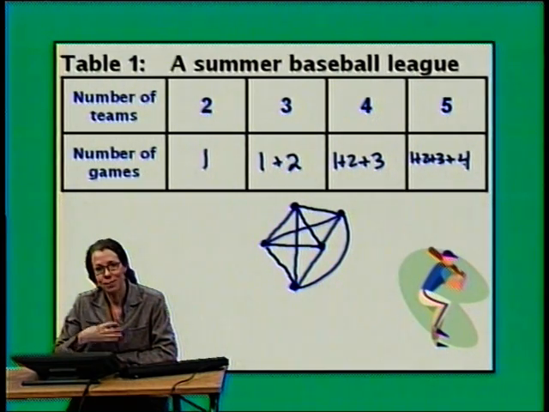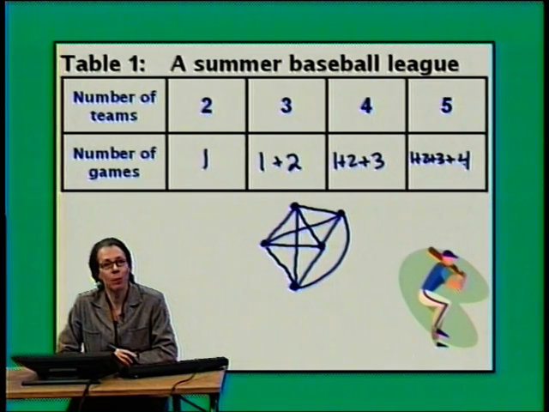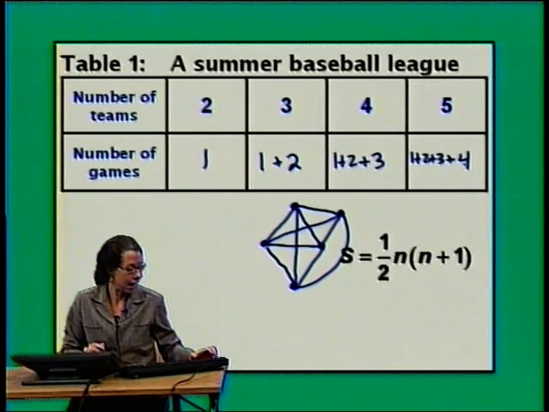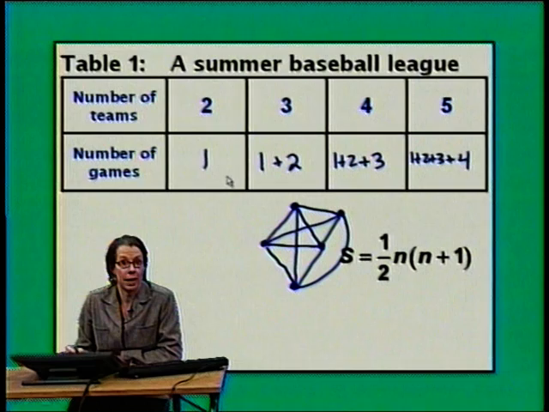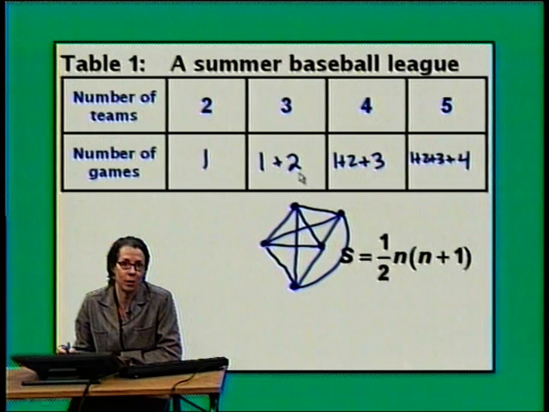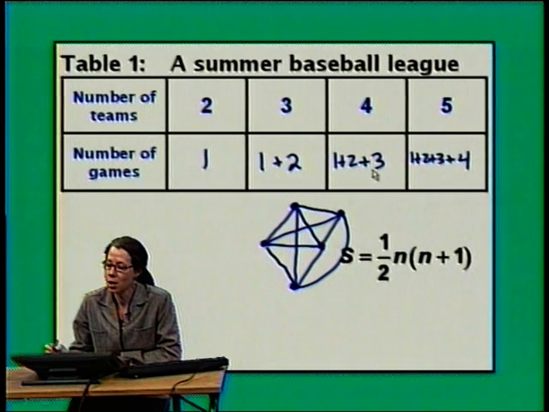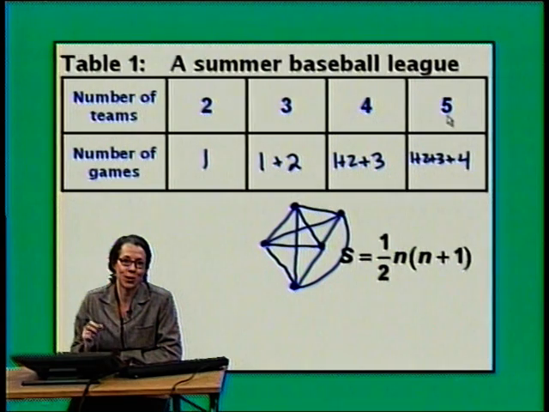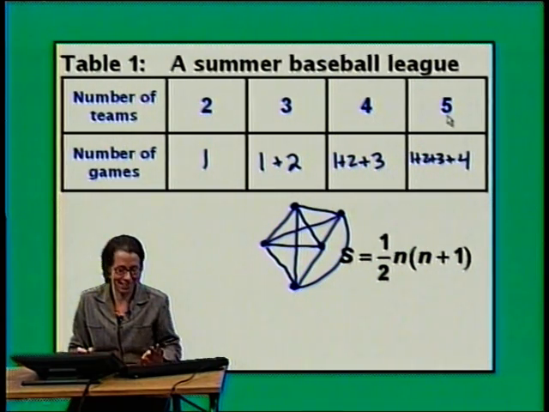Now, we could work with this a little bit and try to come up with a formula, but we might remember that in a previous lesson, we actually looked at a formula for the sum of the first n natural numbers. And here's the formula. Now here, something's a little bit different though, because now, when we have 2 teams, 1 game is played. When we have 3 teams, we have 1 plus 2, so we're adding up the first 2 natural numbers. When we have 4 teams, we're adding up the first 3 natural numbers. So if n is the number of teams in the league, then we're adding up the first n minus 1 natural numbers.